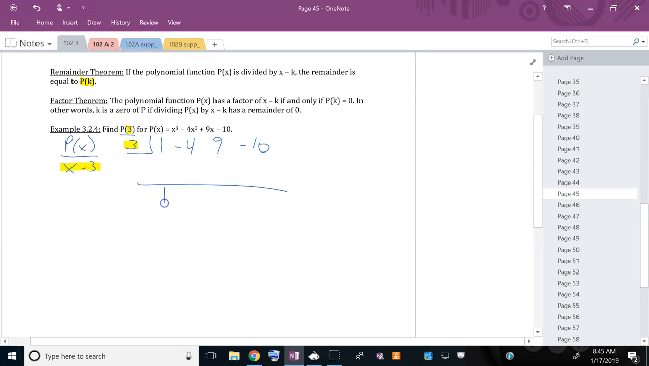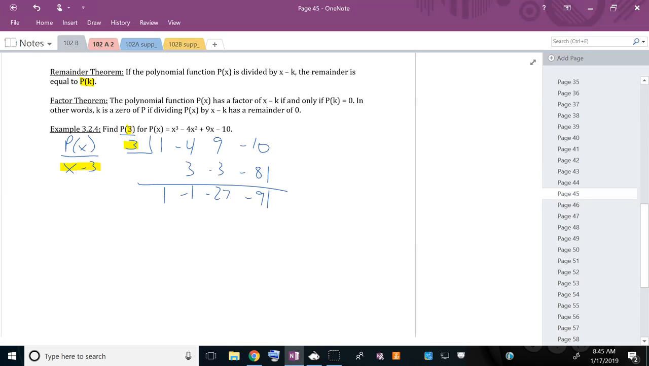All right, let's do our synthetic and see what we get. 3 times 1 is 3, plus negative 4 is negative 1, times 3 is negative 3, plus 9 is negative 27, times 3 is negative 81, plus negative 10 is negative 91.